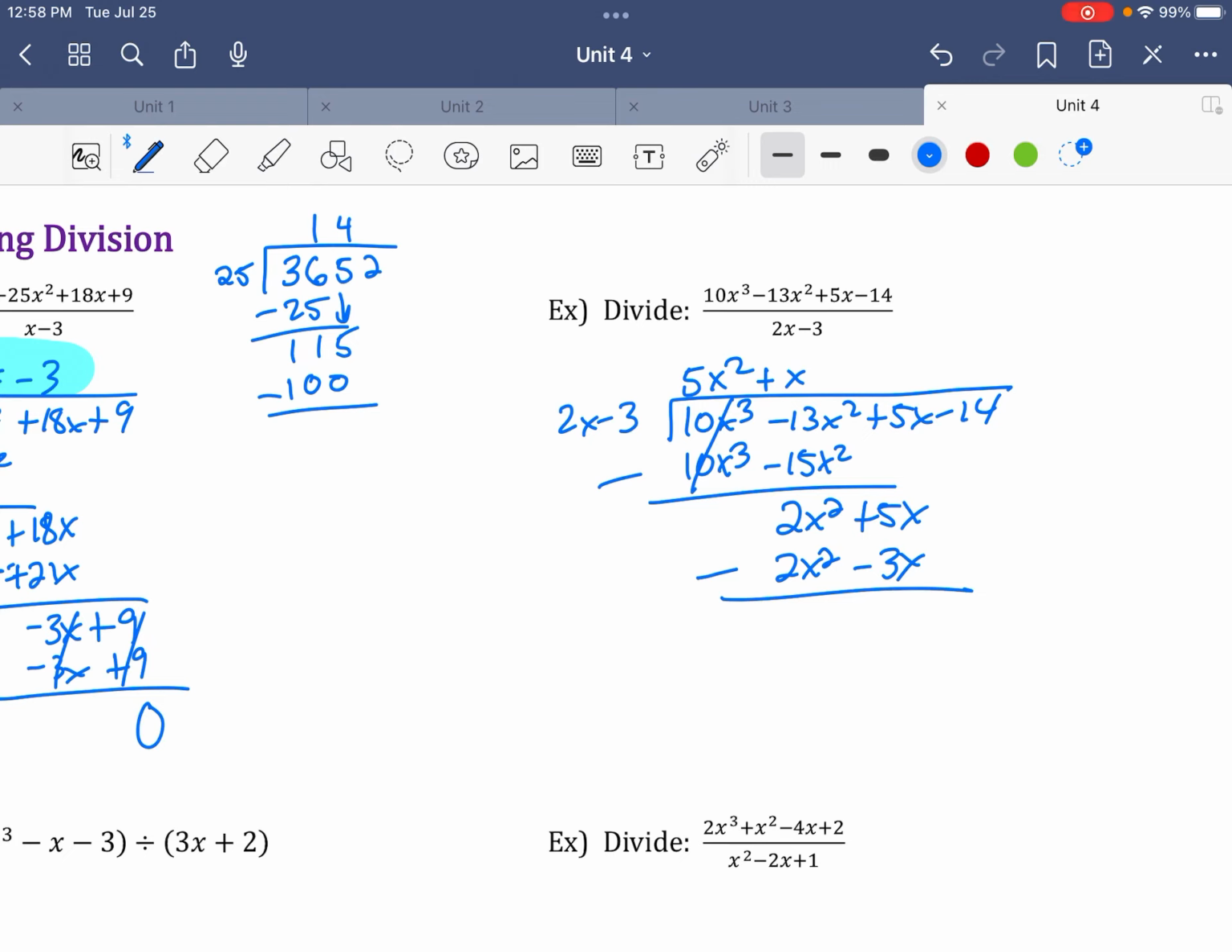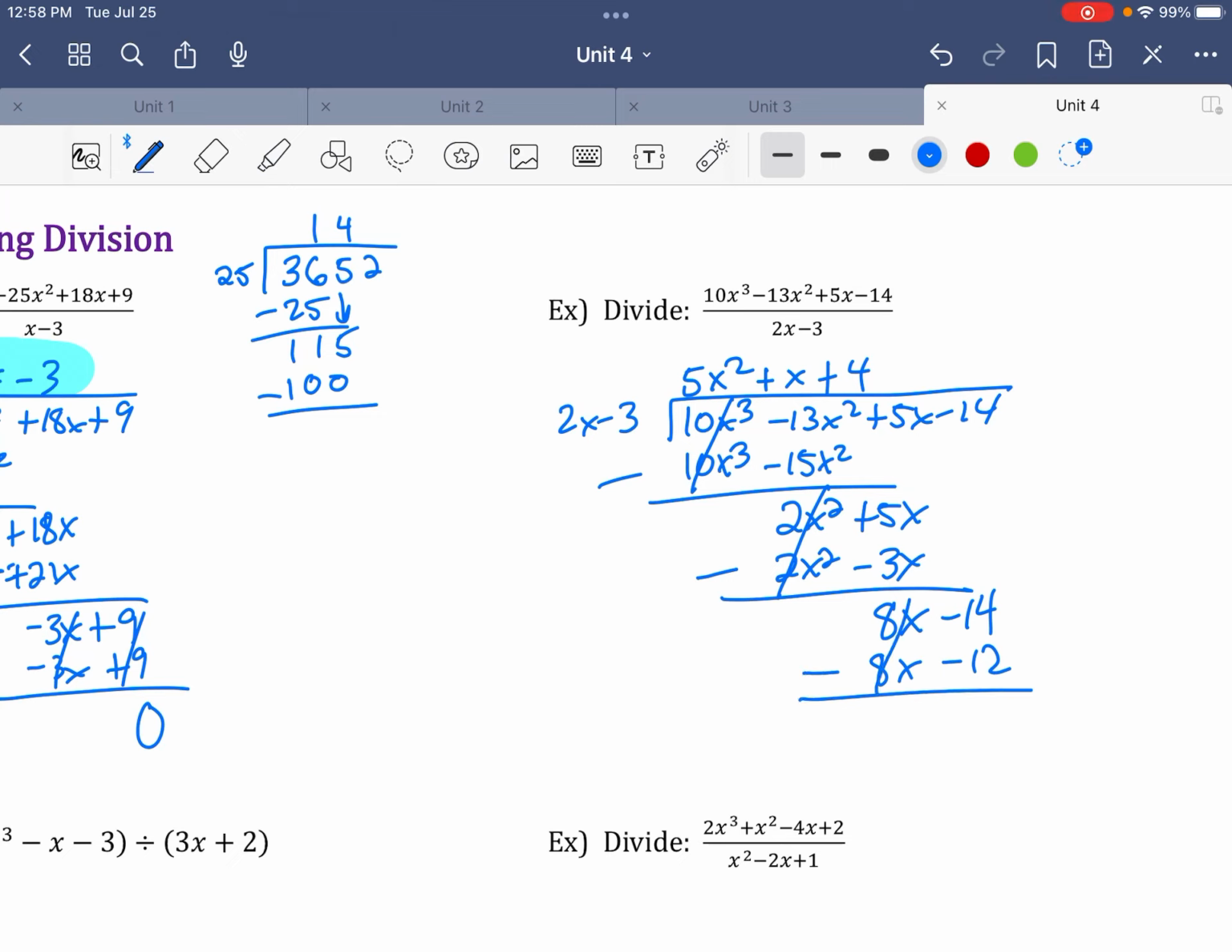X times negative 3 is negative 3x. Draw a line, subtract. Cancel. 5 minus negative 3, let's see, is 8x. And then minus 14, I'm almost done because my last term is brought down. So to make 2x look like 8x, I need a positive 4. So let's do it. I get 8x minus 12.